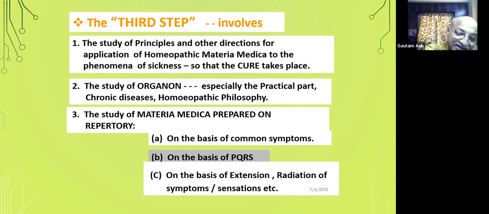It has to be prescribed and will get a very good result, provided the diagnosis and the investigation results are clear to us. This is called on the basis of extension, radiation of symptoms or sensations. Here is the benefit of these symptoms. So therefore, it is a triangle.